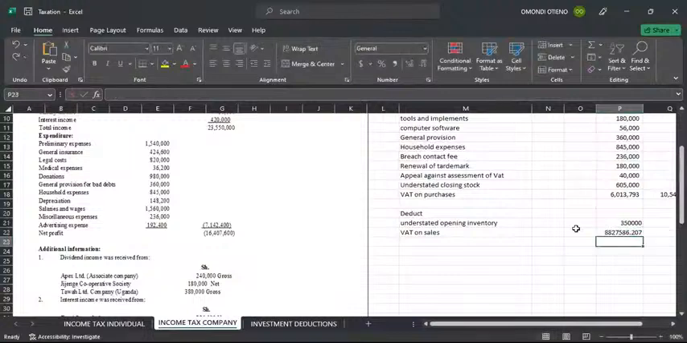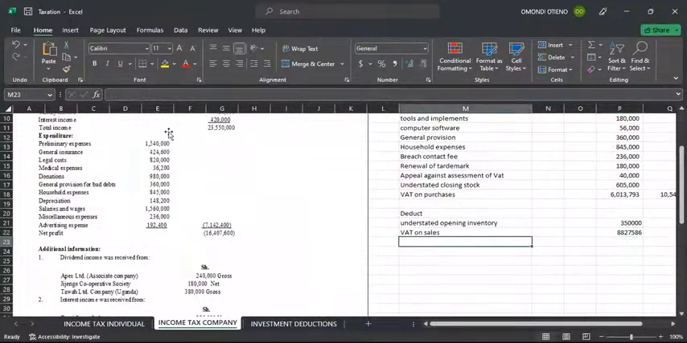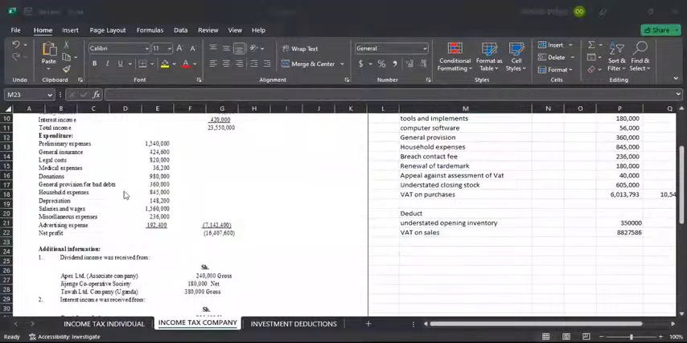When we do that, what do we get? We get 275,827,586. So that is the VAT. That is the VAT which was exaggerated on sales, which should not be recognized as revenue. So that's why we are deducting it there. Another item.